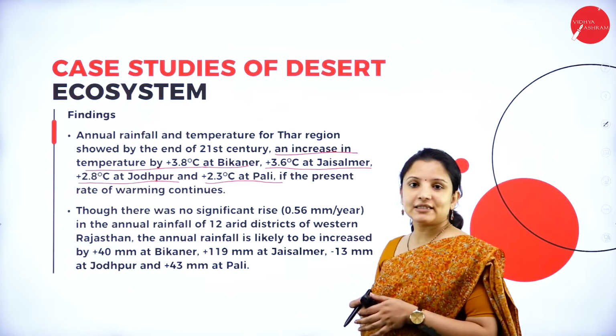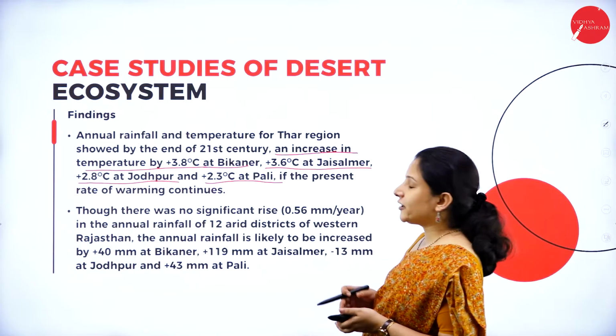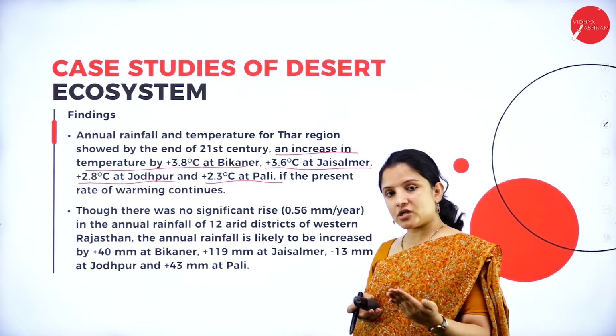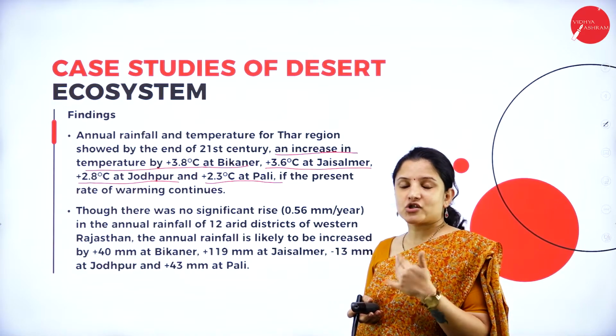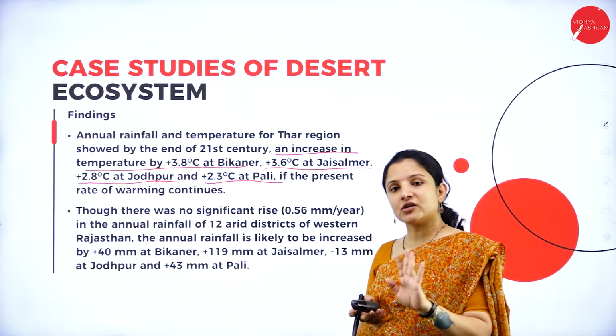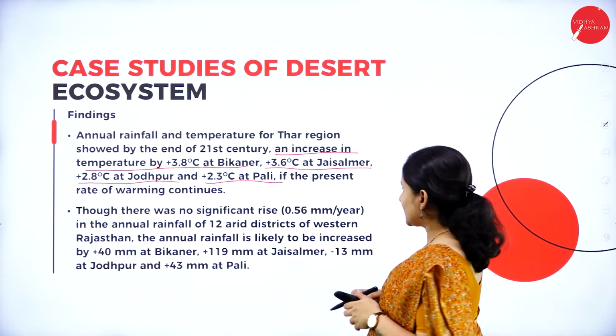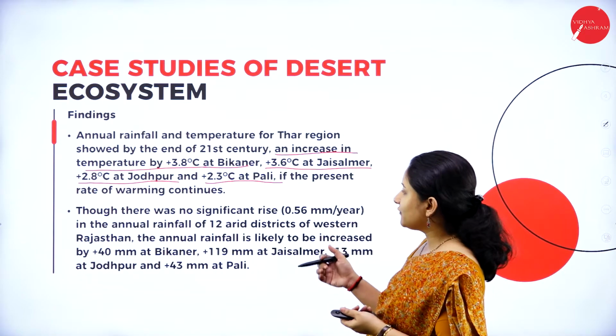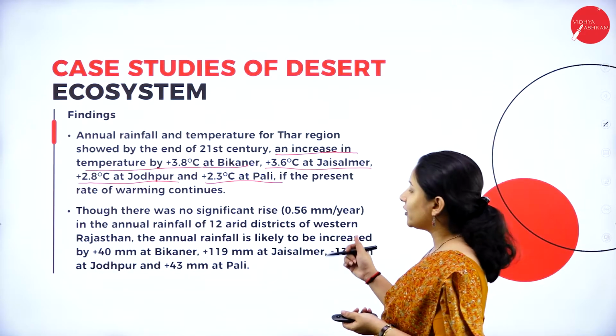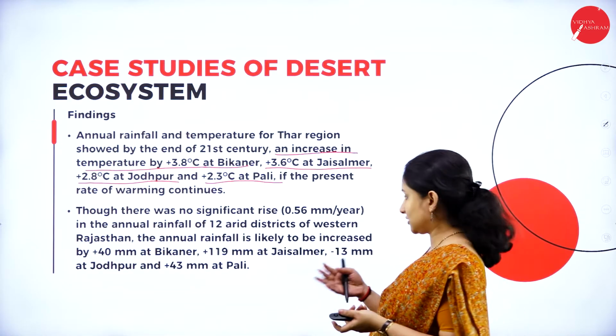But there was no significant rise in the annual rainfall. Though the temperature increased, there were not many changes in the annual rainfall. It remained the same. Neither did it become less nor more. That is what they found out. And they also found out that the annual rainfall can increase in the coming years.